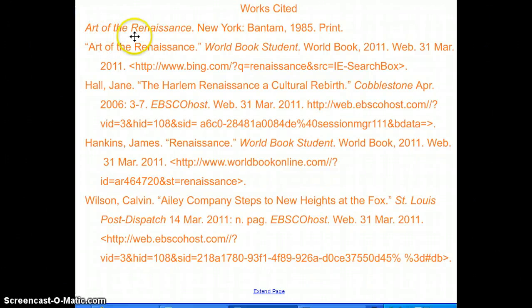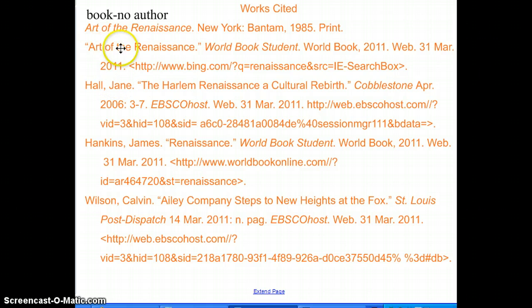So the first one says Art of the Renaissance, New York, Bantam 1985 print. And in looking at that information, we determined that this was a book, a printed book, but there was no author listed for it. And that's going to be a little important later on when we get to actually citing information from this source.